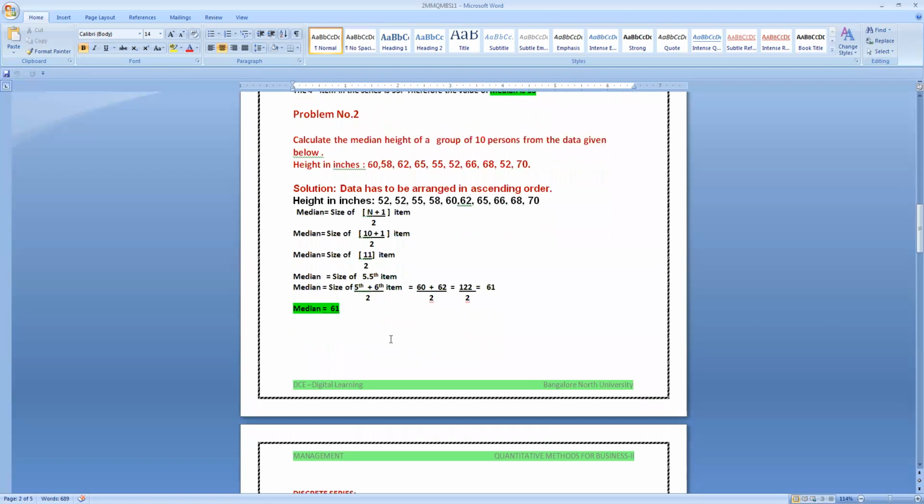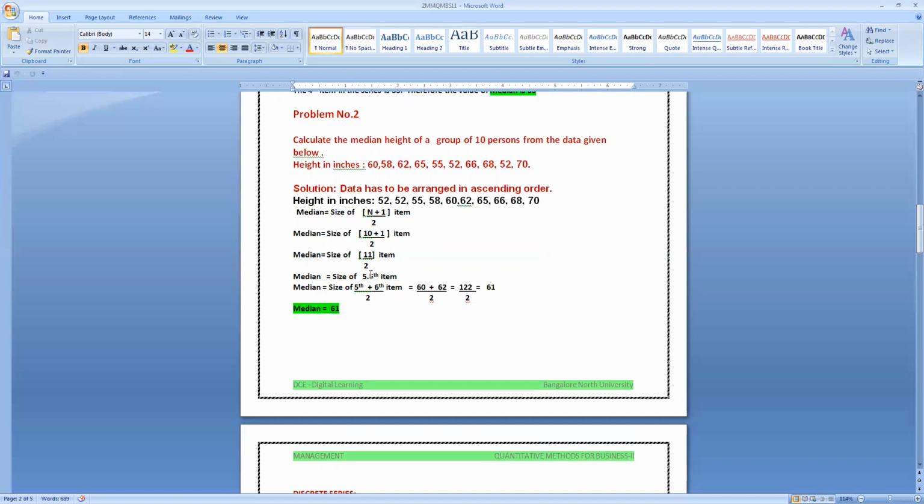And let us see the second question. Calculate the median height of a group of 10 persons from the data given below. Heights in inches are 60, 58, 62, 65, 55, 52, 66, 68, 52 and 70. Let us arrange in ascending order: 52, again 52, 55, 58, 60, 62, 65, 66, 68 and 70. Then we apply the formula: median is the size of (n plus 1) by 2. n is 10, so 10 plus 1 by 2 is 11 by 2. Therefore, the size is 5.5.